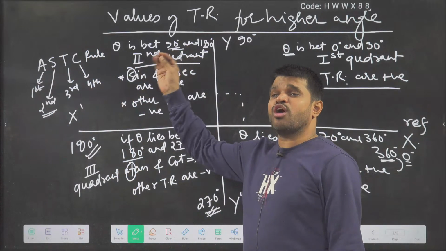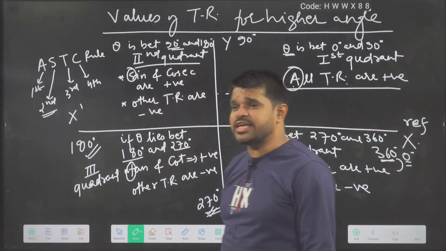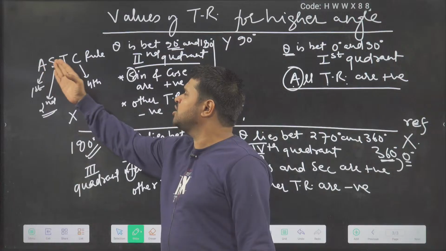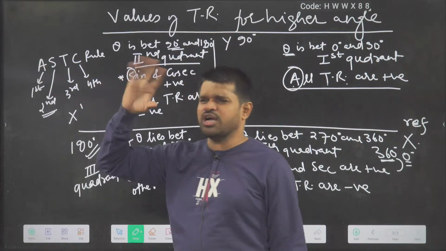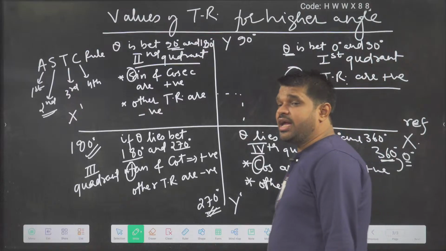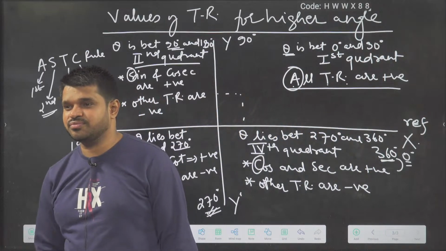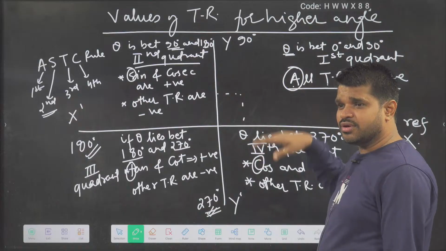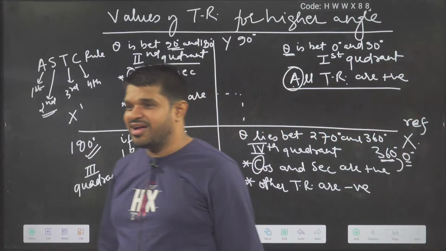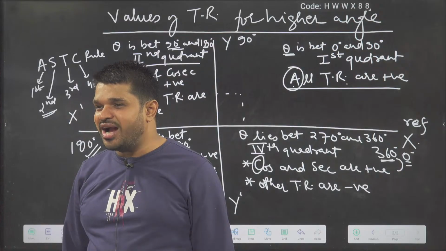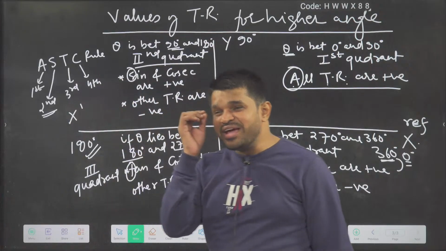You can make whatever full form you want. Someone is saying all silver teacups. Whatever you want to make, I simply call it the ASTC rule. Someone has made all students temporarily chat. You can make whatever you want.